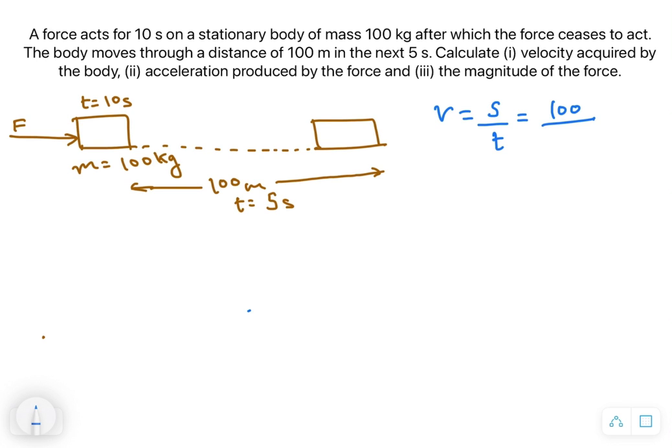So the time was 5 seconds. So that would mean that the velocity will be 20 meters per second. So velocity is 20 meters per second.